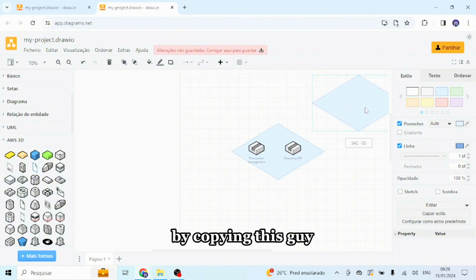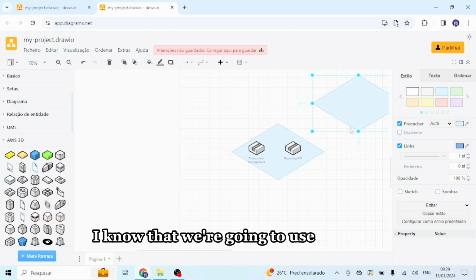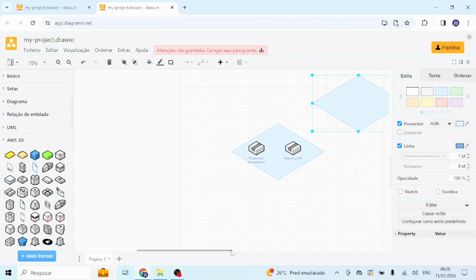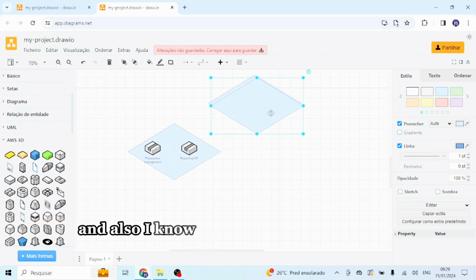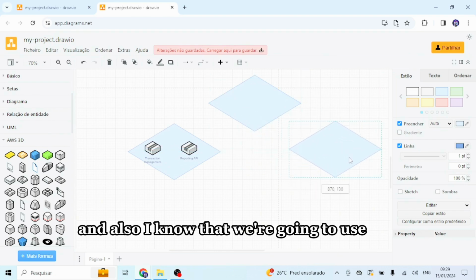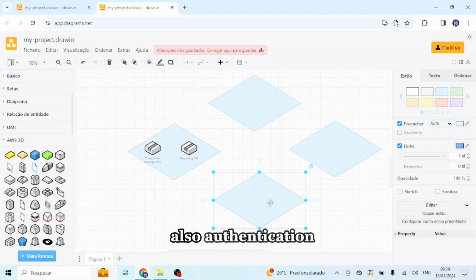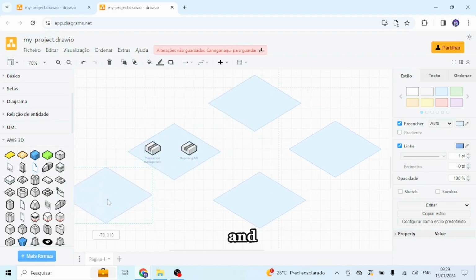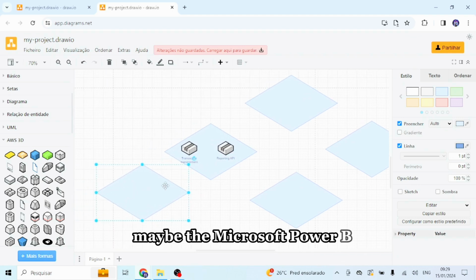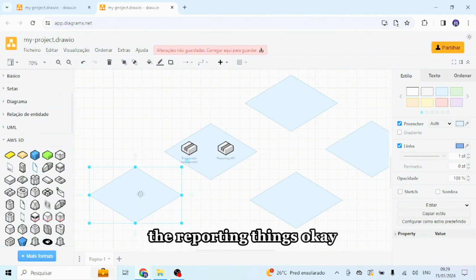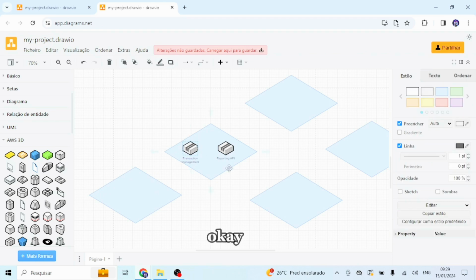By copying this guy, I know that we're going to use databases, and also I know that we're going to use a user interface, also authentication, and maybe Microsoft Power BI here to show the reporting things. Okay, nice.